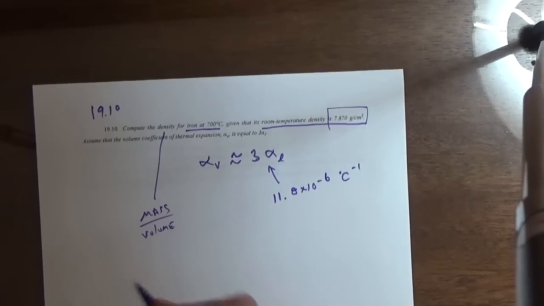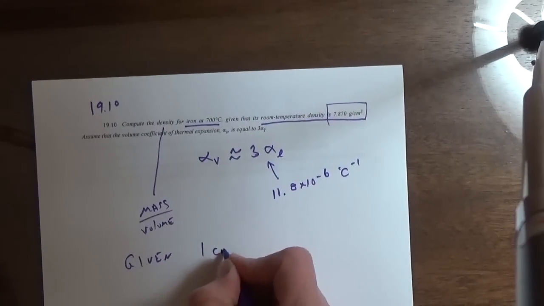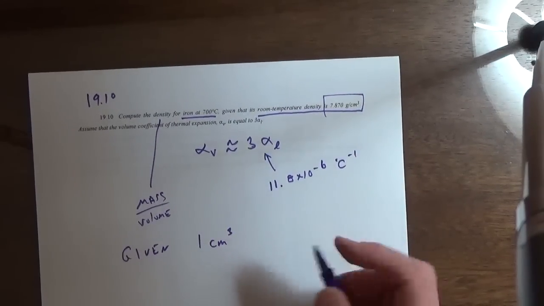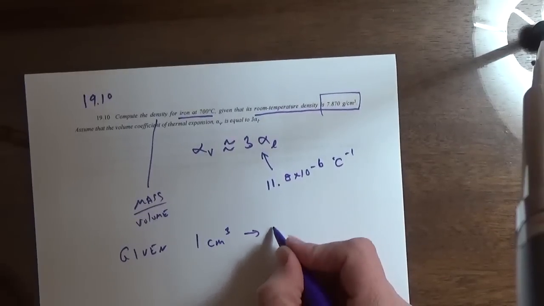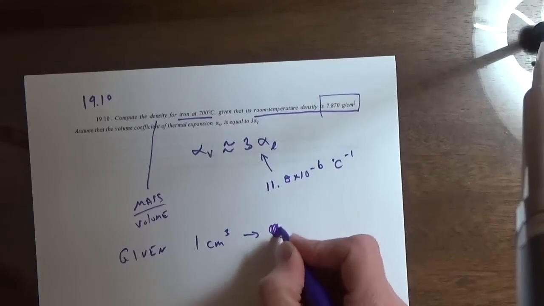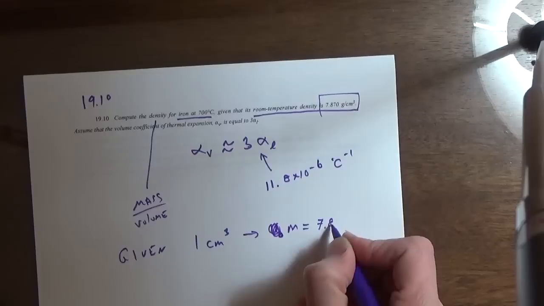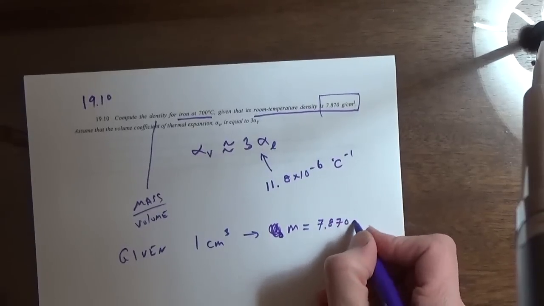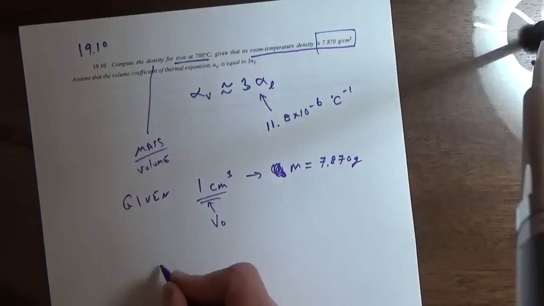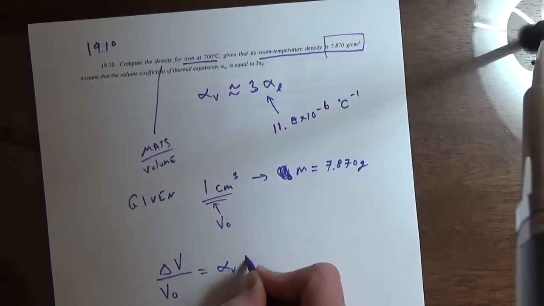So let's say we're given a cubic centimeter of iron. Well, then that means that it has a volume, which I'm going to call V0, of 1 cubic centimeter, and a mass of 7.870 grams. So now if you have a V0, we can use delta V over V0 is equal to alpha V delta T.